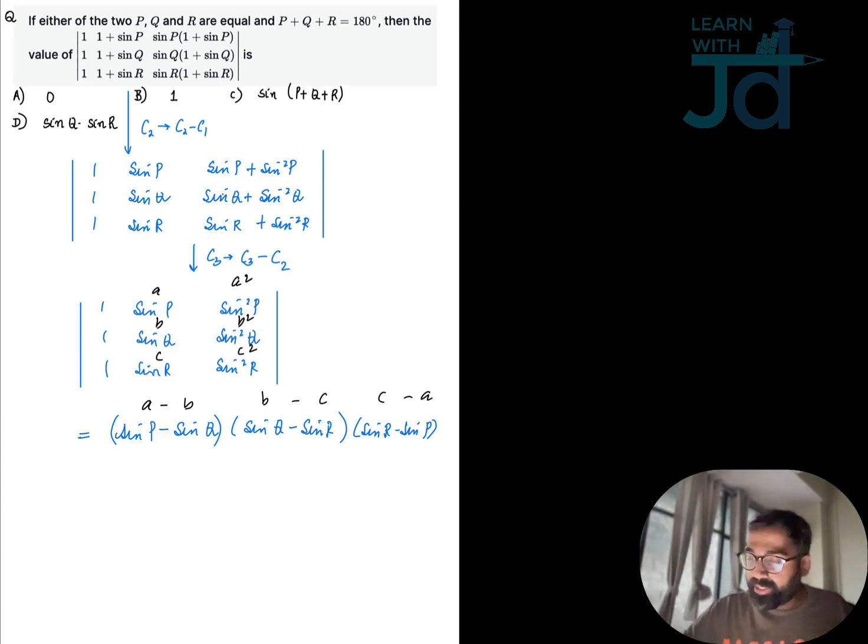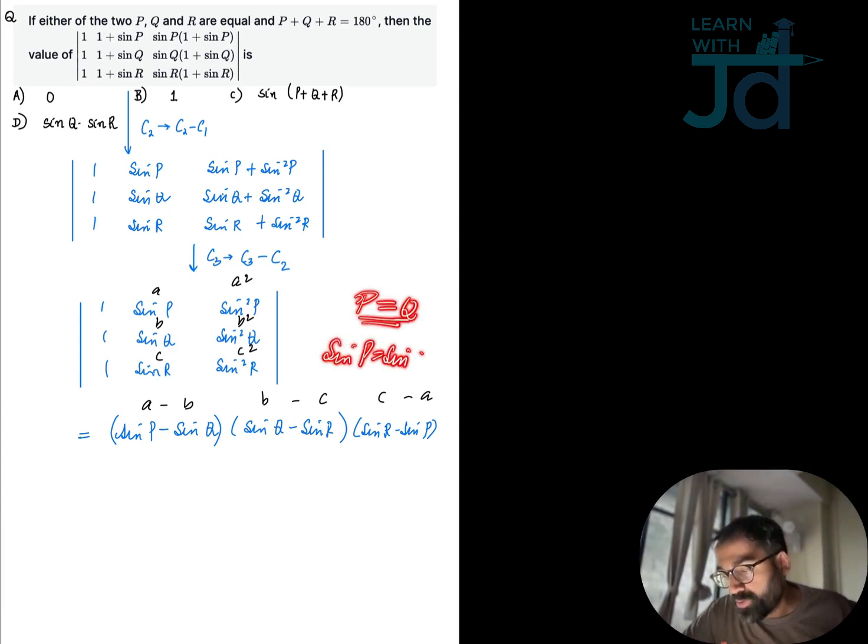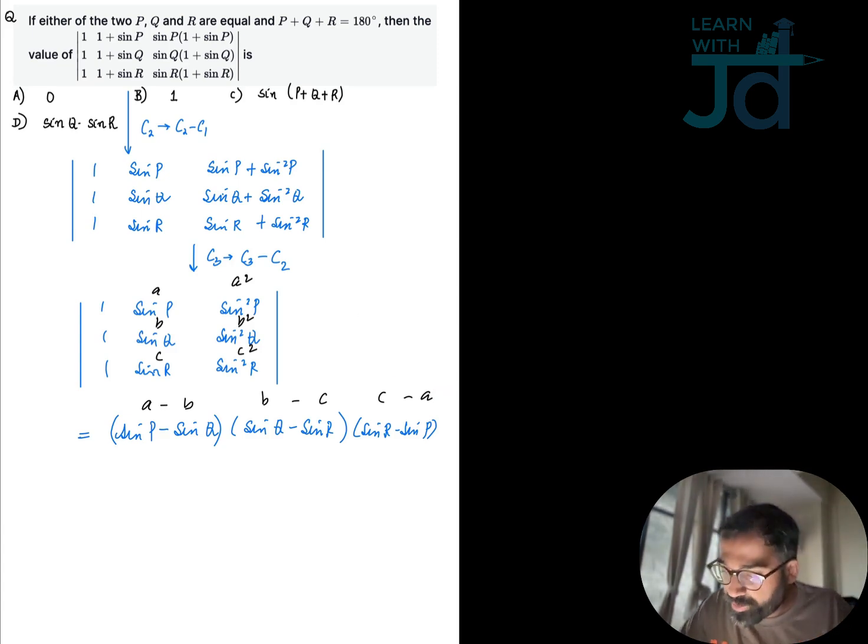Now they have told us in the beginning that any two of these angles are equal. So suppose, hypothetically, P is equal to Q, then I can say sin P is equal to sin Q. If the angle is the same, its sin value will also be the same. So one of the factors will definitely be 0, and if one is 0, the entire product is 0. So the answer is 0.